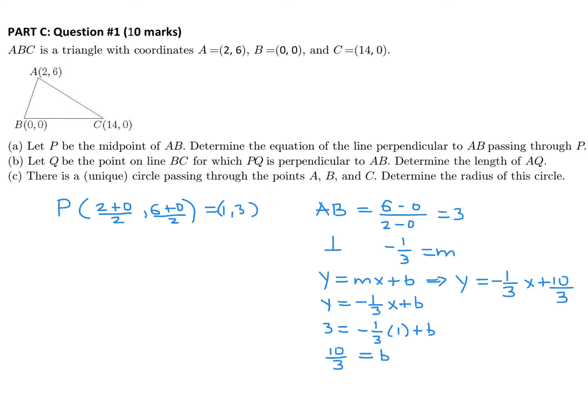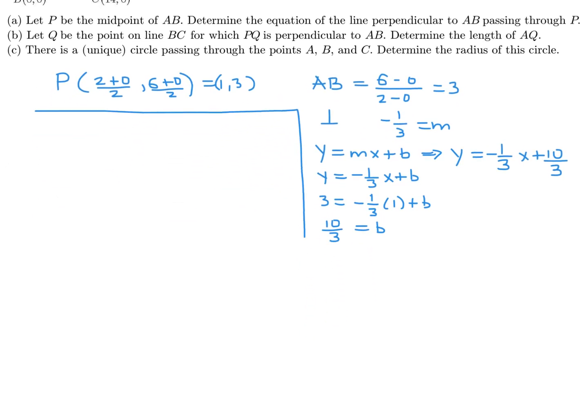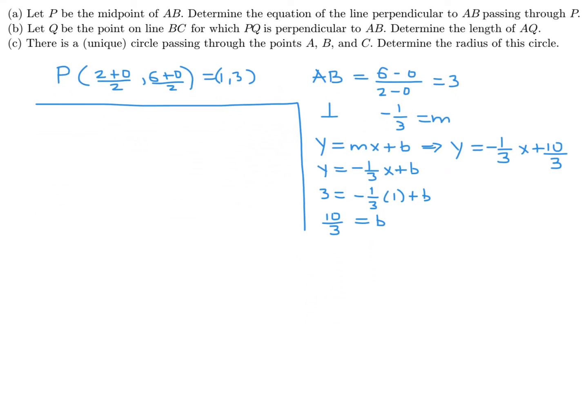Part B, let Q be the point on line BC for which PQ is perpendicular to AB. Determine the length of AQ. All right. Let's move this up a bit. Q be the point on BC for which PQ is perpendicular to AB.